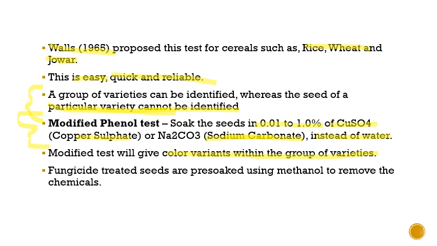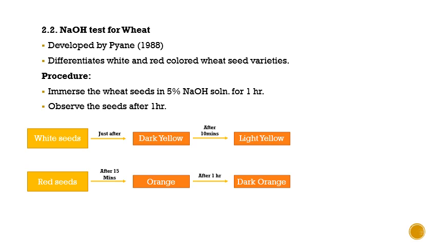And if the seeds are treated with fungicides, or the seeds we are using are pre-treated with chemicals, then they need to be pre-soaked with methanol to remove these chemicals. Next is the NaOH test for wheat.